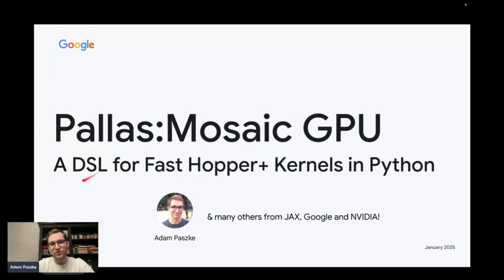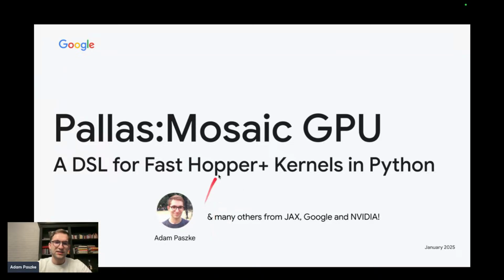Anyway, the whole motivation for why we'll be looking at this is we just want to have a DSL for fast Hopper and, at this point, also Blackwell kernels, and we also want to program them from Python. Triton was extremely successful, I think partly because it was so easy to integrate. I think that was a great decision, and so we also want to follow the same principles.